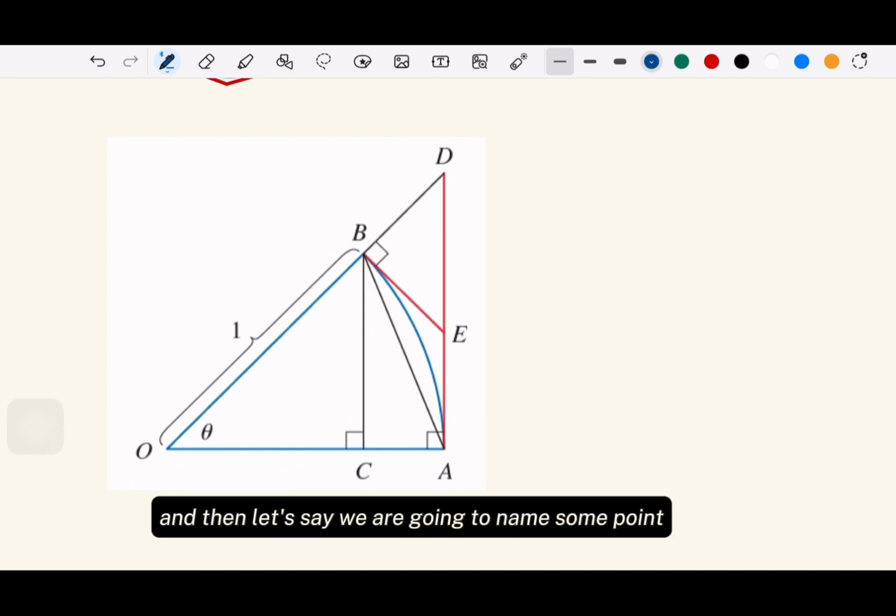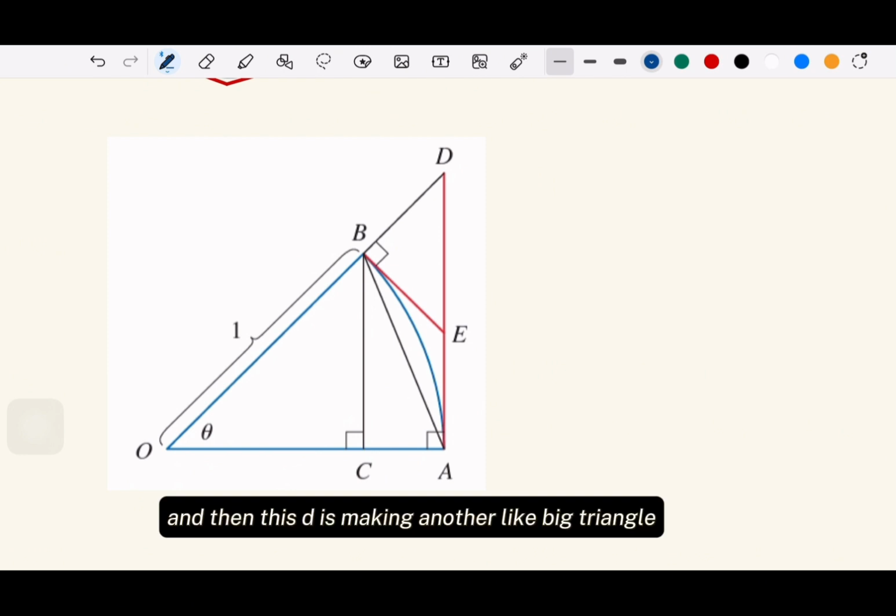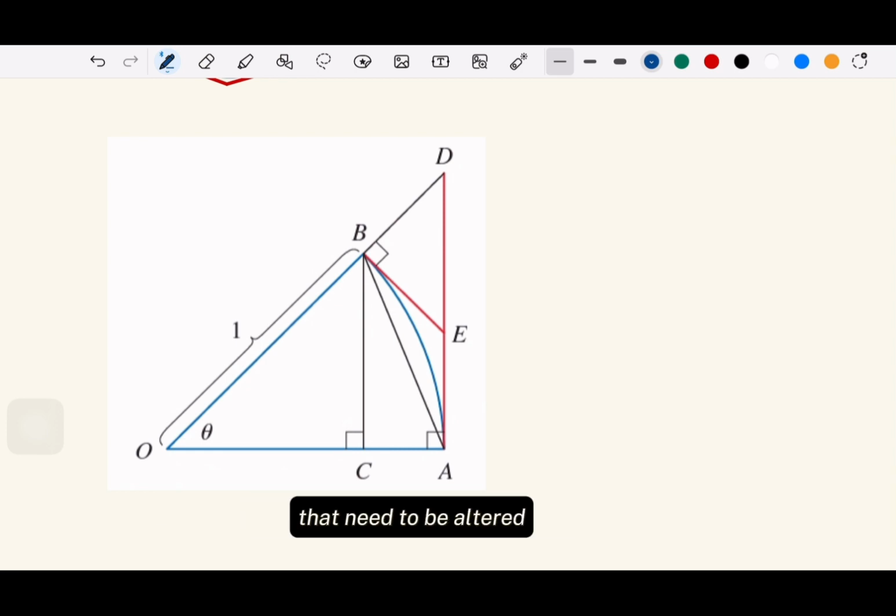Let's name some points. We already named A, E, B. Then we add point C and point D. Point C is making another right triangle here, and D is making another big triangle. So we have at least two triangles that need to be observed: the triangle OCB and OAD.